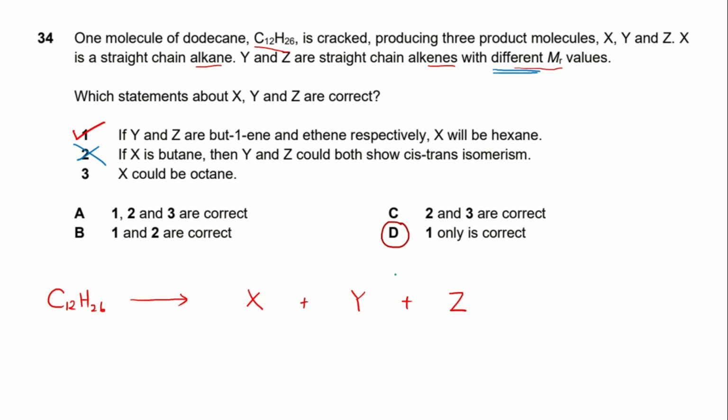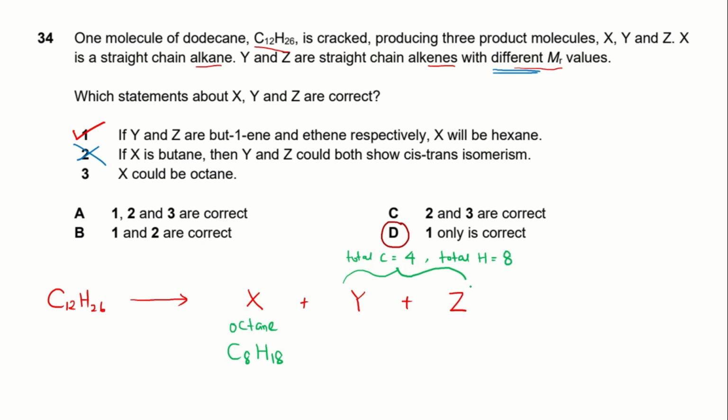For now, as usual, we will check if statement 3 is correct. Statement 3 says that X could be octane. So if X is octane, X contains 8 carbon, 18 hydrogen. So the total number of carbon atoms in Y and Z will be 4. The total number of hydrogen atoms in Y and Z will be 8.